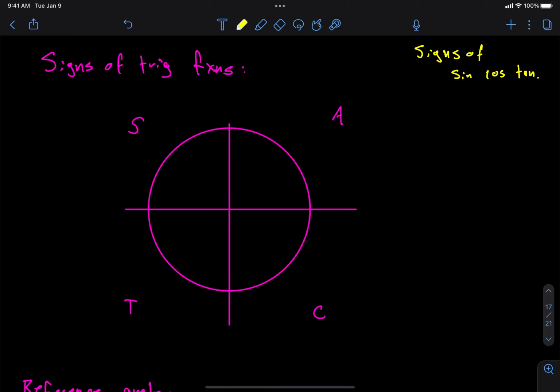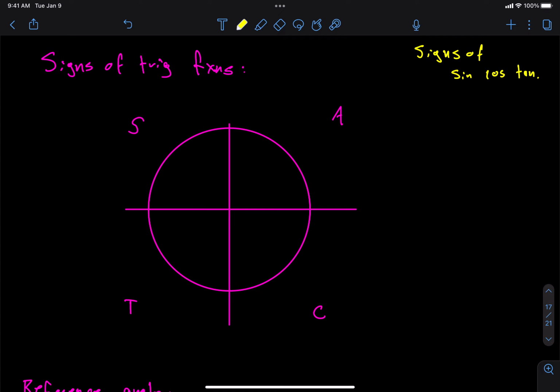Why is that enough to know the signs of all 6 trigonometric functions? Exactly, because cosecant is just 1 over sine, right? So whatever the sign of sine is going to be the sign of cosecant, as well, because if we divide 1 by a negative number, it's a negative number. So they have the same sign. So this will tell us the signs of the trigonometric functions.